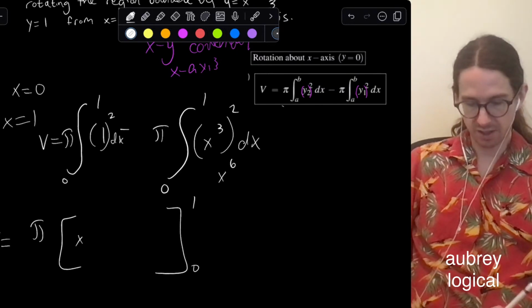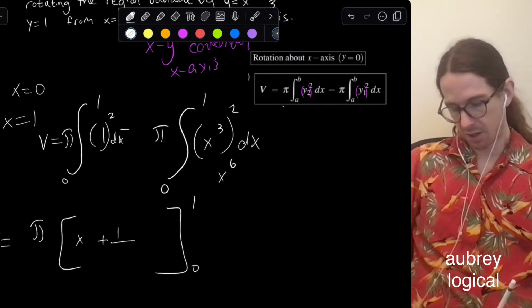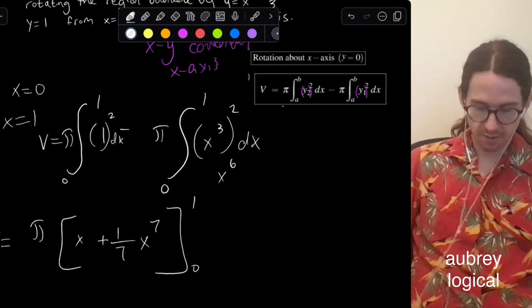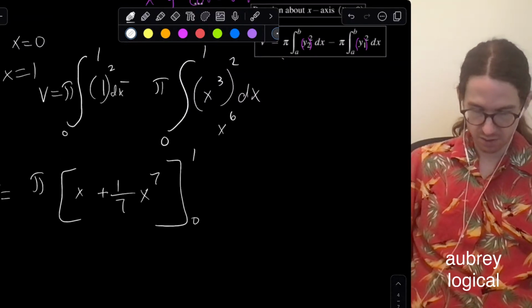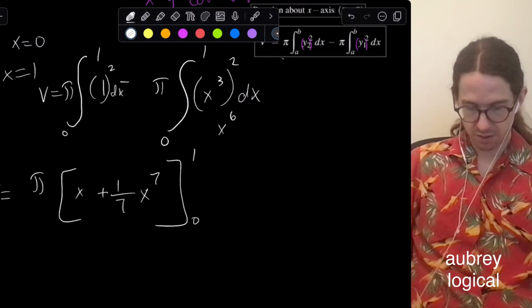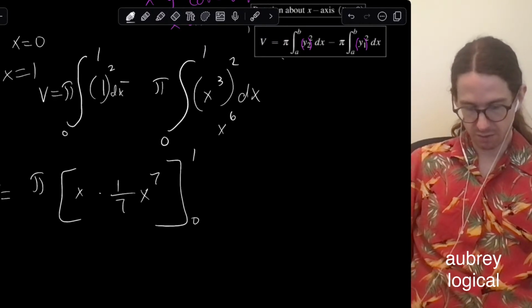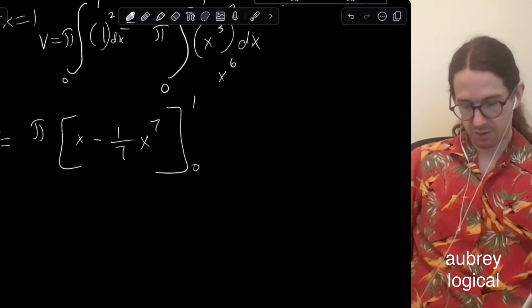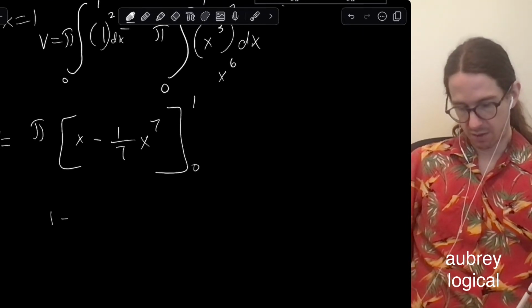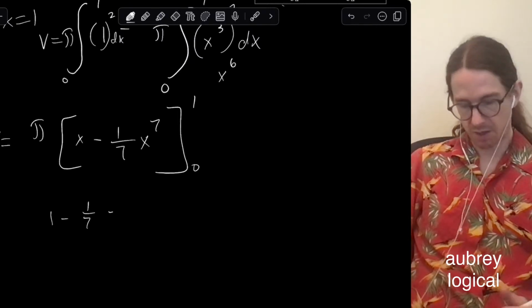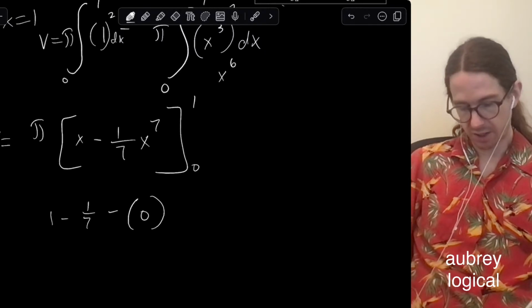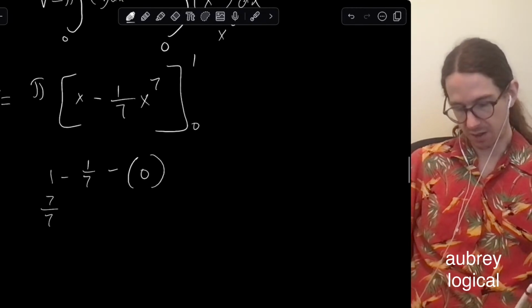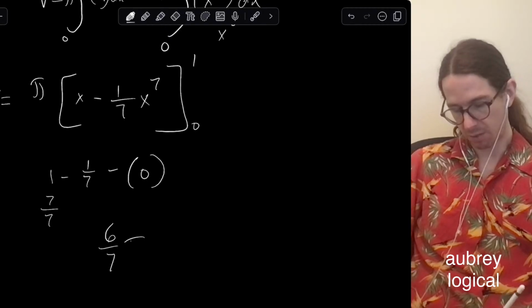The antiderivative of x to the 6th is going to be 1/7 x to the 7th, which changes our problem quite a bit. We do want to keep this negative minus, though. So now we've got 1 minus 1/7 minus 0. So 1 minus 1/7, so it's 7/7 minus 1/7. That's going to be 6/7 times pi.